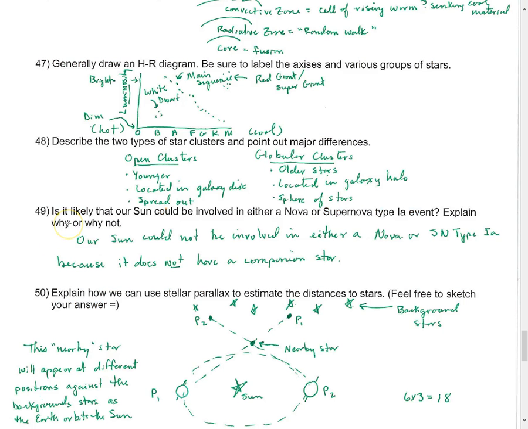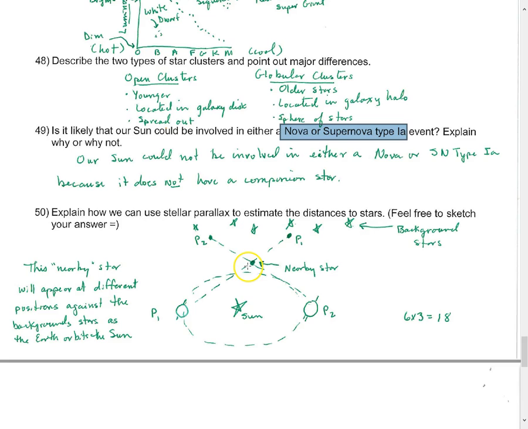For question 49, is it likely that our sun could be involved in either a nova or a supernova type 1A event? You had to remember that both involve a white dwarf, which our sun is going to become, getting dumped on by a companion star, which our sun does not have. To get full credit, I took off 2 points if you did not mention that the sun needed a companion star. That's the most important part.